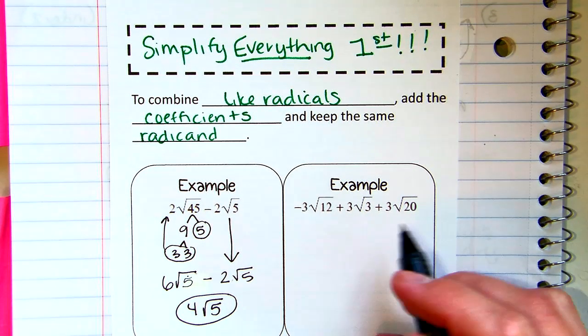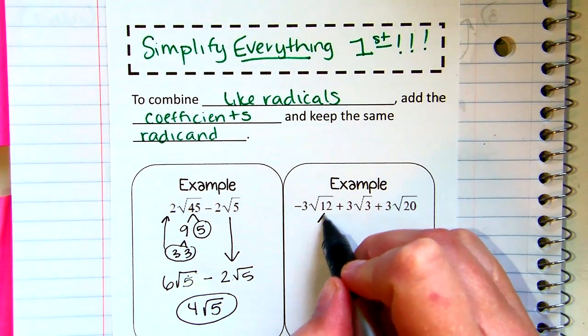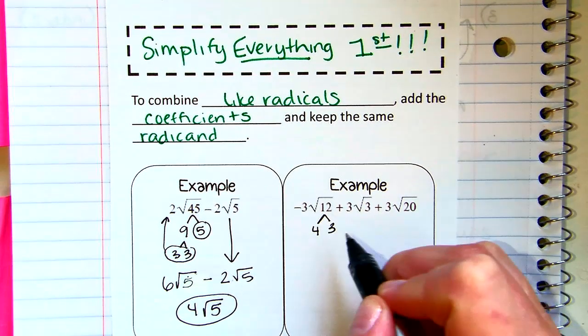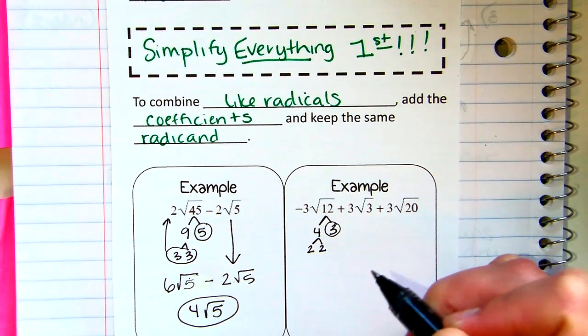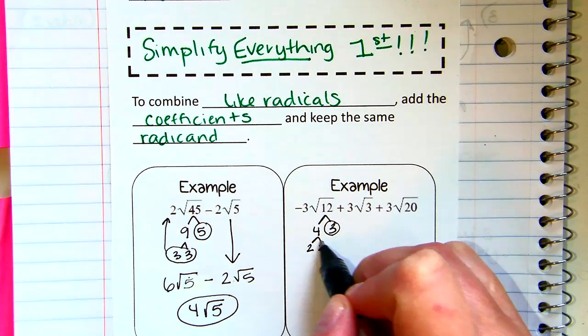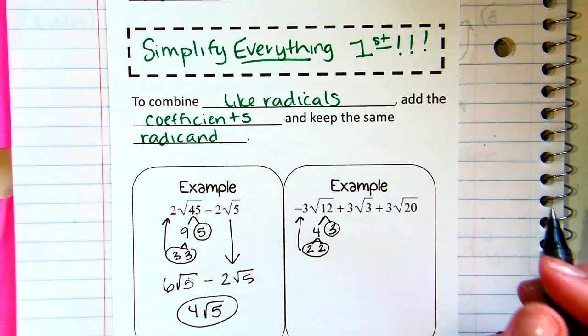So, let's start here. The root of 12 can be broken down into 4 times 3. 3 is a prime number, but 4 is not. 4 can be broken down into 2 times 2. So I'm going to take my grouping of 2 here, and I'm going to multiply it by the negative 3.